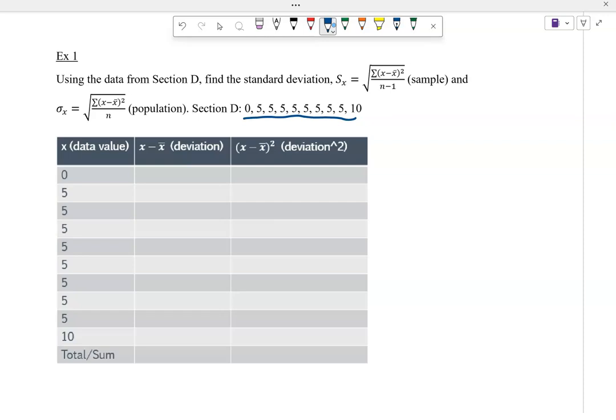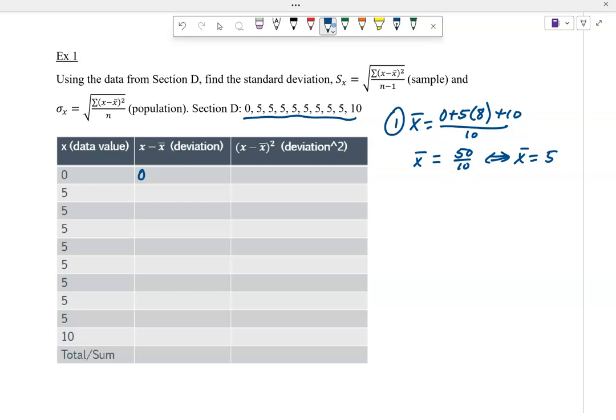Now the second thing I'm going to do is find the deviation. So I'm going to take that data value and subtract the mean from it. So I'm going to have to know what my mean is of this data. So let's find the mean. 0 plus 5, it looks like there's 8 of those 5s, plus a 10, and there's 10 data values, divided by 10. So I got 50 over 10, so our mean here is 5.